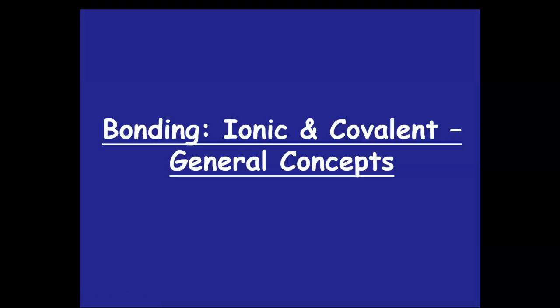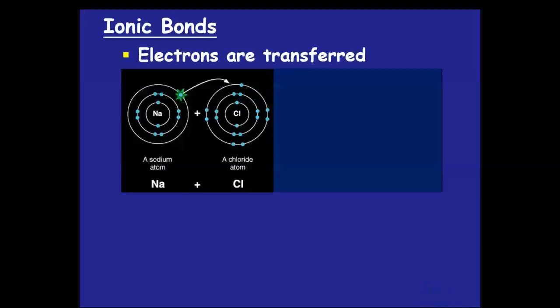This is an introduction to bonding for AP Chemistry, giving you some general concepts. We're assuming you've gone through Unit 1 and have a good concept of the modern view of the atom. So, we're going to use a Bohr model here just to demonstrate ionic bonding.